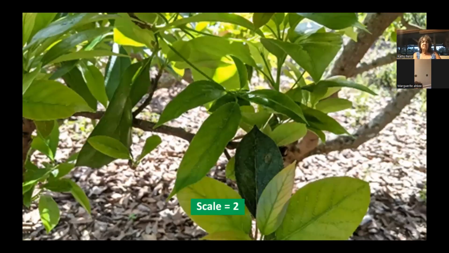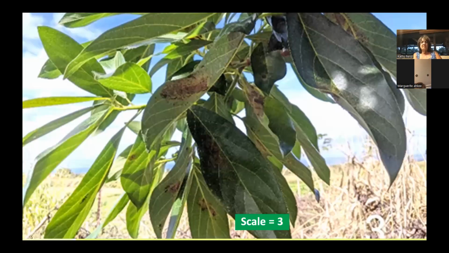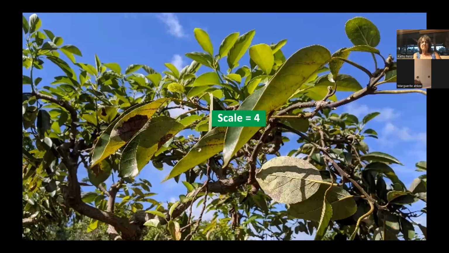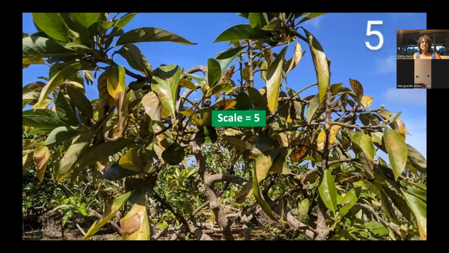Scale 2, you might see a little bit of initial adult populations forming, not a lot of eggs yet at this stage. Scale 3, you'll see establishment of the population on your trees, about 20% to 30% damage. Scale 4 is moving into 50% to 60% damage. And then scale 5 is basically 80% to completely damaged. And in some of these cases, there's no foliage at all in the trees.